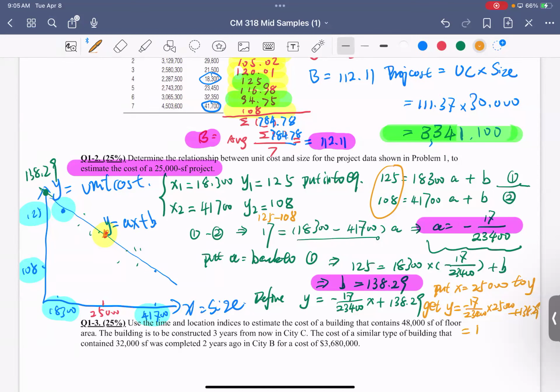So you will get a 120.13. So this is your unit cost. Grace, do you get the same number with me? Yes. Okay, thank you. So then you have your project cost.